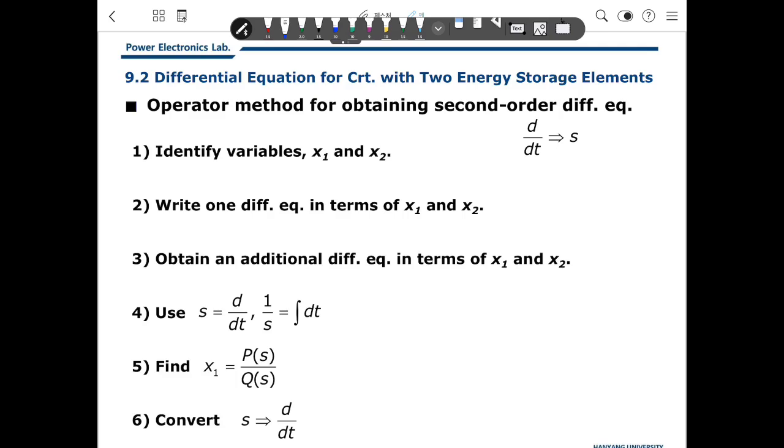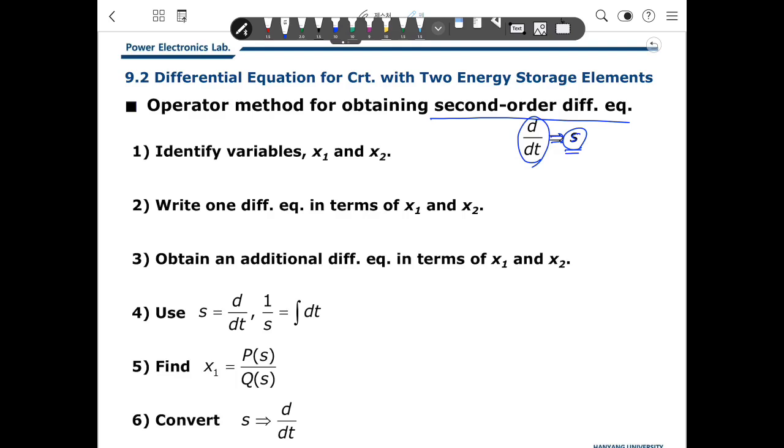Up to here, I introduced the direct method to obtain the second order differential equation. Now, another method is the operator method for obtaining the second order differential equation. This is the way to treat the derivative. It changes to s. You already know about the Laplace transformation. The Laplace operator is the s here. So in the Laplace operation, the s means the differential. So it changes d/dt to s.